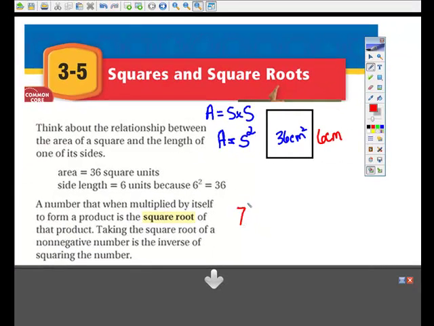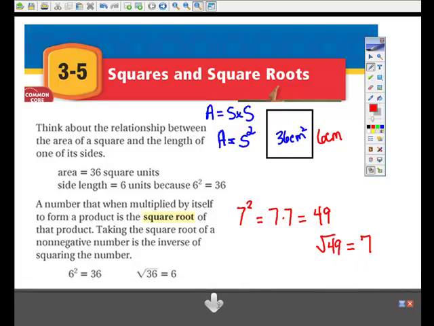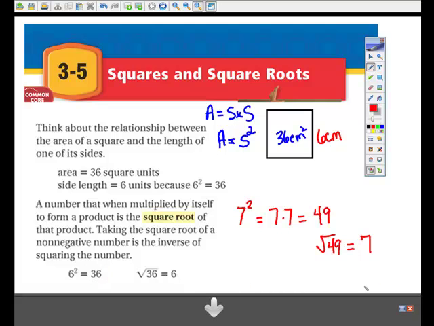Let's try this again. If I take 7 squared, which is 7 times 7, that equals 49. And if I then square root 49, that equals 7. So a number, when you multiply it by itself, here's that product, and that number is the square root of that product. So 6 squared is 36, and the square root of 36 is 6.